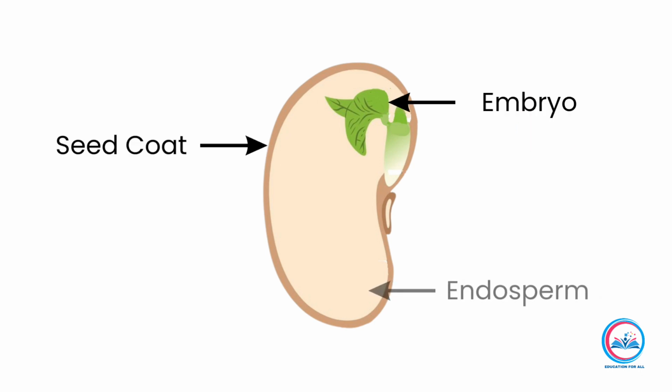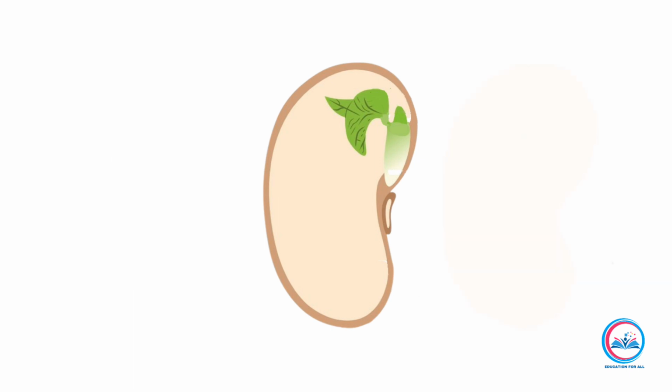Last but not the least structure is the endosperm. It is a food store surrounding the embryo. It stores the food and helps the baby plant to grow.